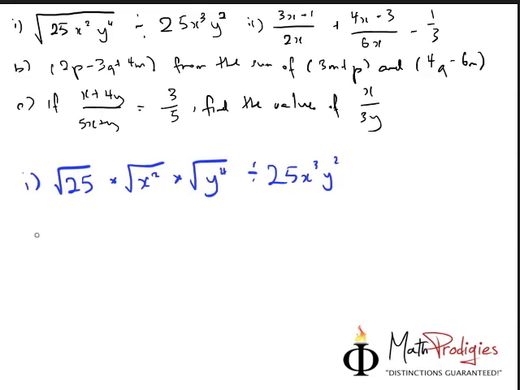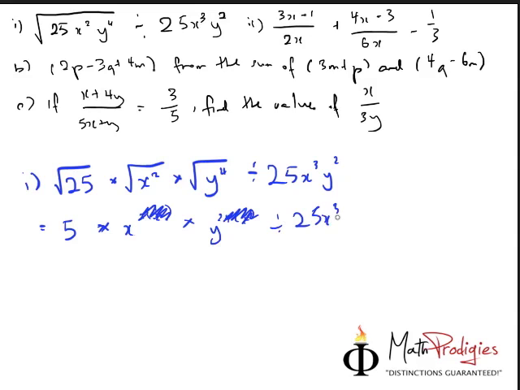Square root 25 gives you 5. Now, how do we get the square root of x squared? Like I told you before, it's simply power half. Therefore, x squared power half will give you x power 1, which is x. Now, square root y power 4 is y power 4 times half, or divided by 2 if that's easier for you. So you cancel, you have 2. Therefore, y squared divided by 25x cubed y squared.